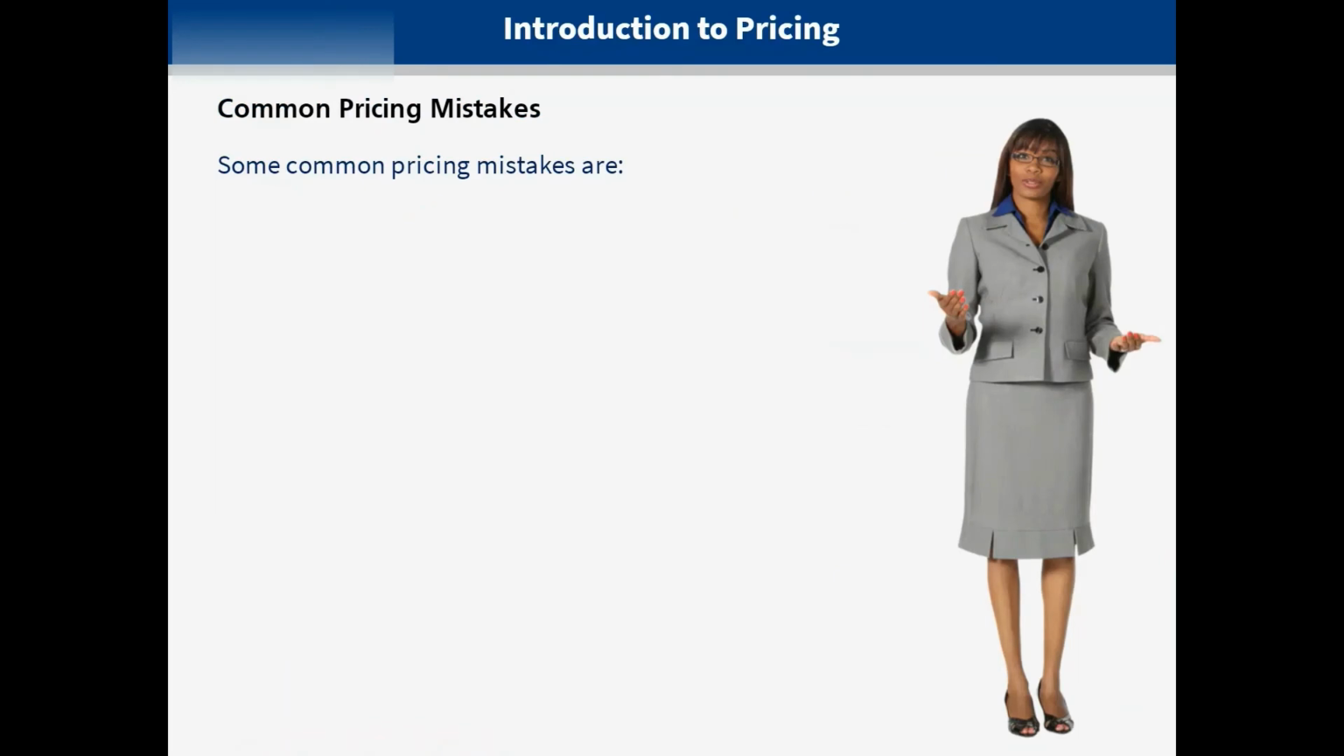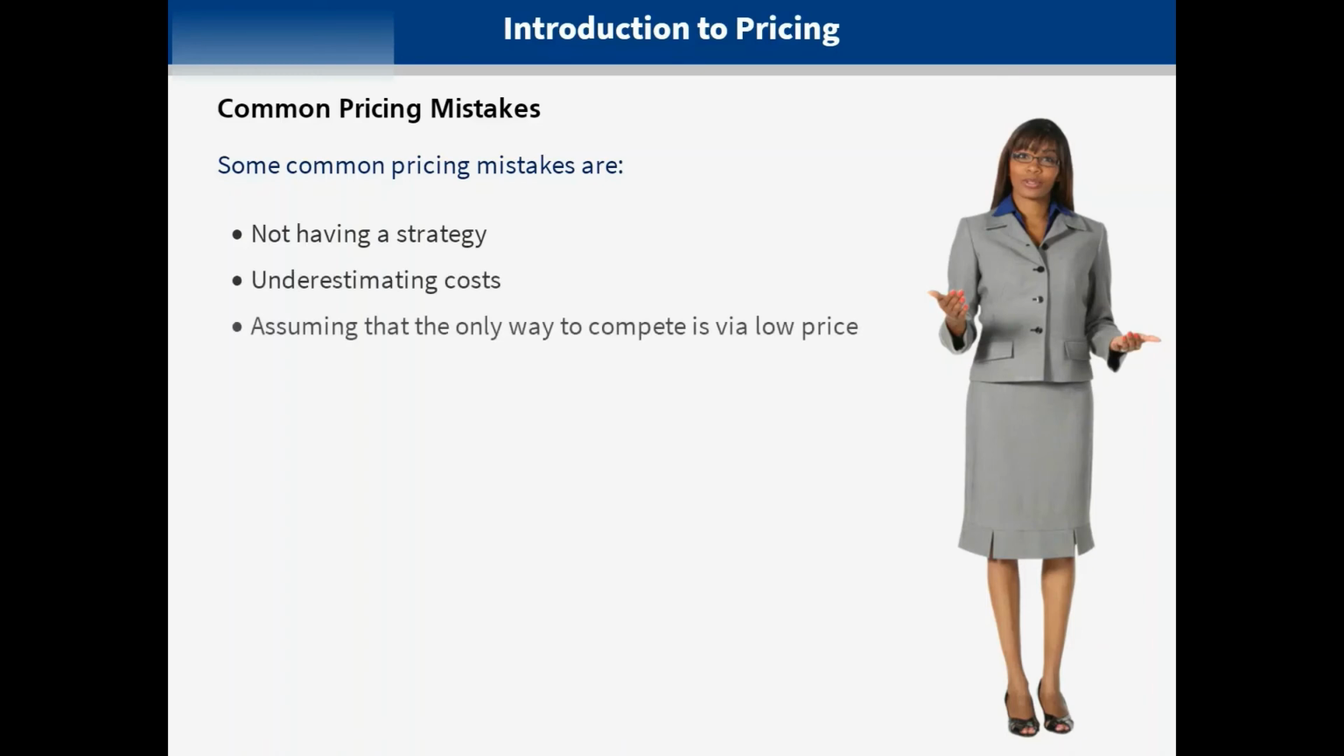Now, let's talk about some common pricing mistakes small businesses make. Not having a strategy or not sticking to your strategy. Underestimating costs. Assuming that the only way to compete is via low price. Setting your pricing strategy and forgetting to check if it works well or needs a modification. And ignoring legal issues.